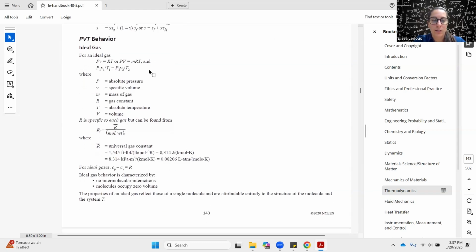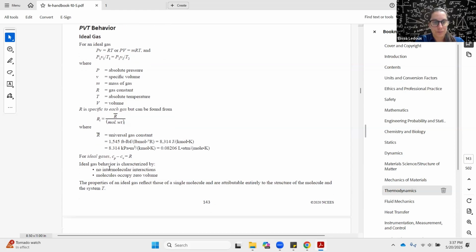PVT, so ideal gas law. There will be a lot of stuff on here. So know the P1V1 over T1 equals P2V2 over T2. That's, I think, Charles's law. And then the general ideal gas law, PV equals mRT, where R is the gas constant. This is affected by the units, so make sure whatever the units are in your problem, you use the appropriate R value. Now for an ideal gas, CP minus CV equals R. Remember that's for a gas, because for a liquid, these 2 things are pretty similar.